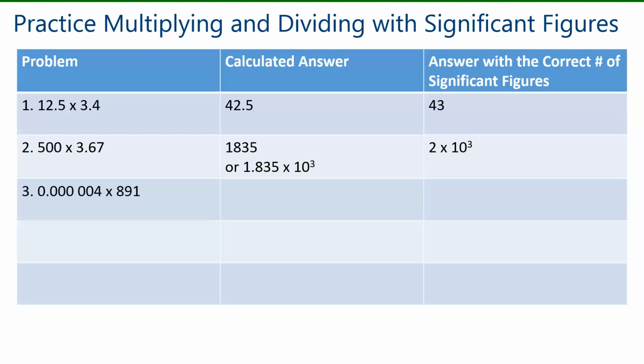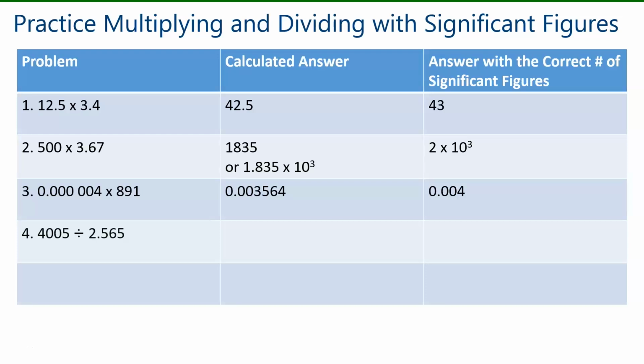Number 3, if you put that in a calculator, you're going to get 0.003564. Our least number of significant digits is 1, so we need 1 in the answer. Using our rounding rules, we get 0.004.